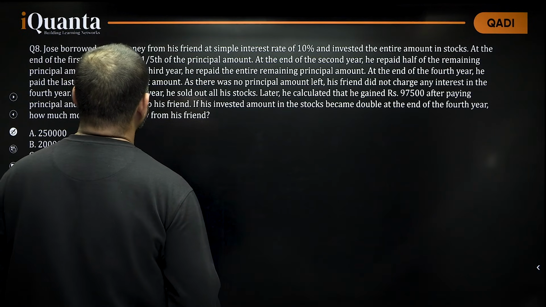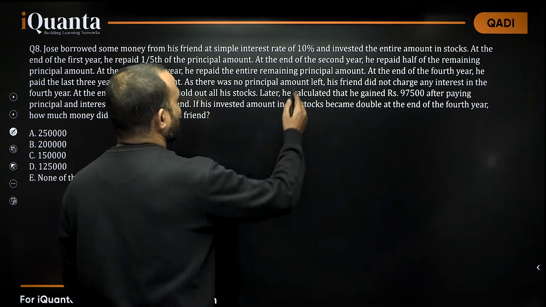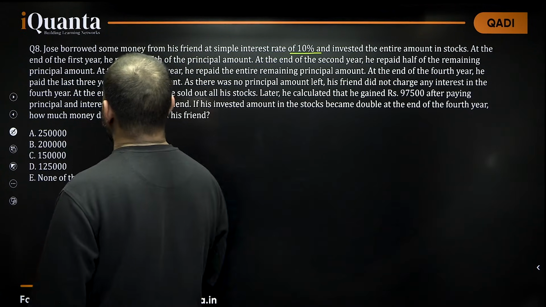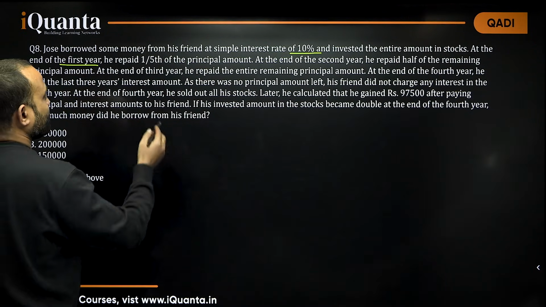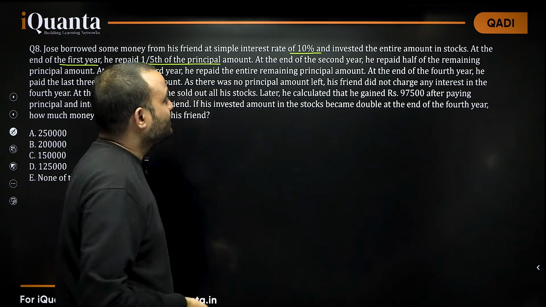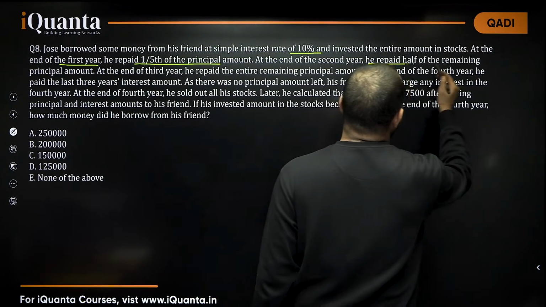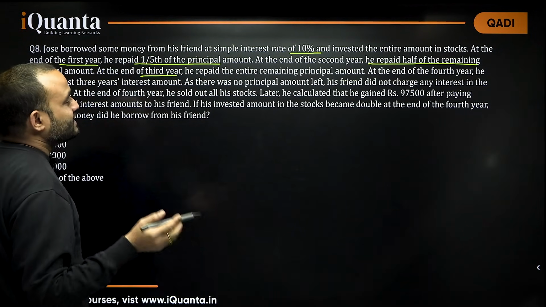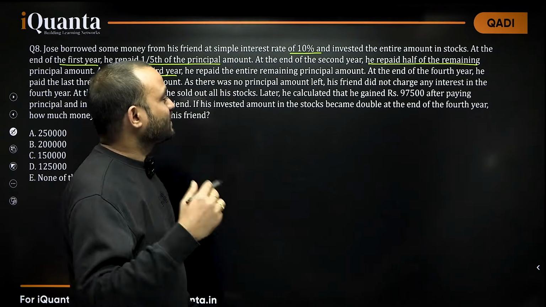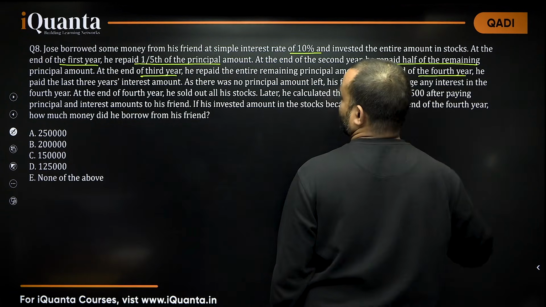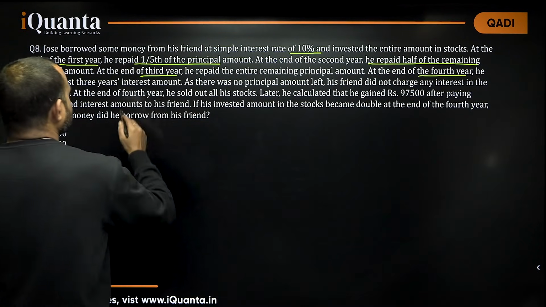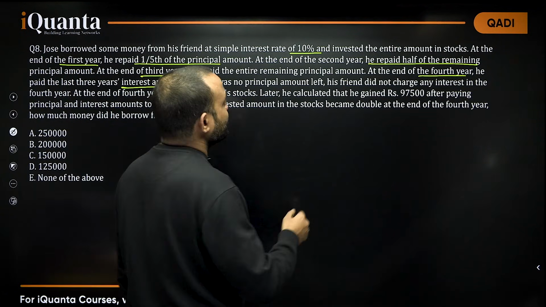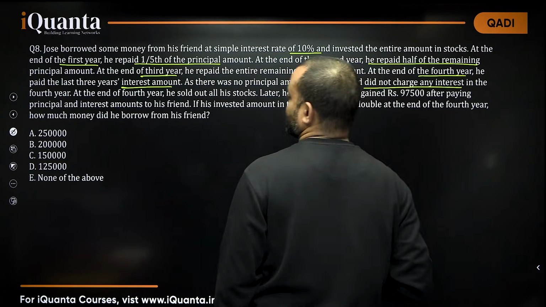Jose borrowed some money from his friend at simple interest at 10% and invested the entire amount in stocks. At the end of the first year, he repaid 1/5 of the principal amount. At the end of the second year, he repaid half of the remaining principal amount. And at the end of the third year, he repaid the entire remaining principal amount. At the end of the fourth year, he paid the last 3 years' interest amount. As there was no principal left, his friend did not charge any interest in the fourth year.